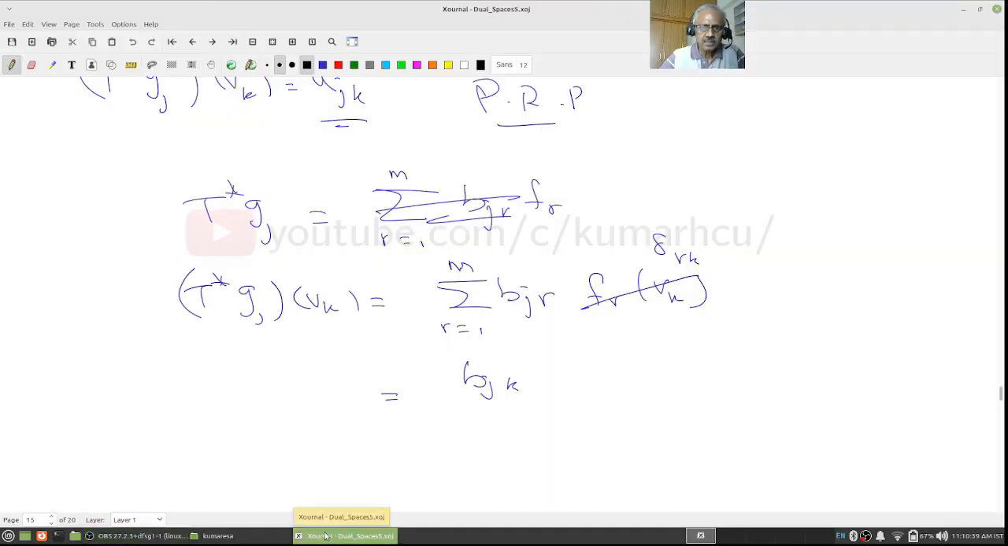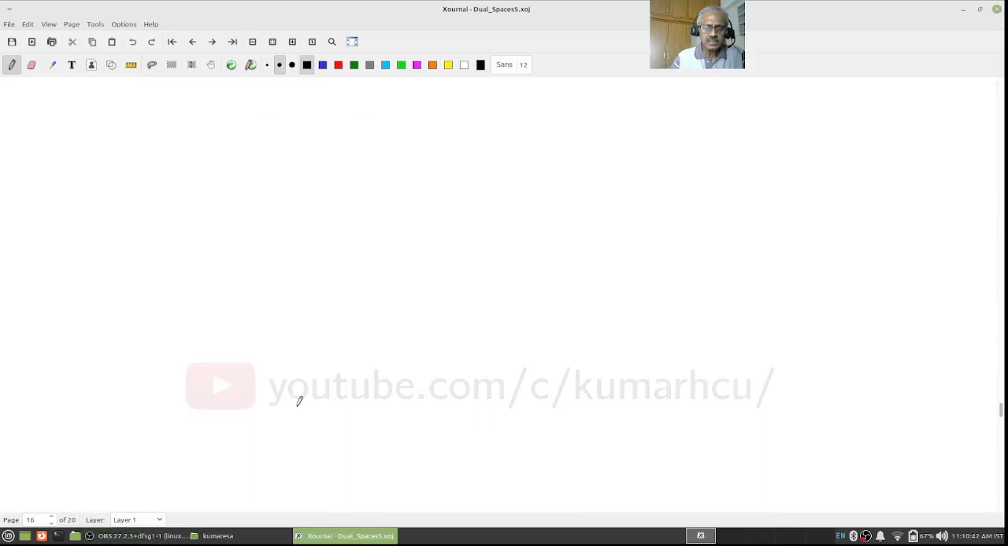So the problem we want to look at now: T is a linear map from V to W, and T star is the adjoint map from W star to V star. If we fix a basis for V and W, and take their dual bases, we can find the matrix of T and the matrix of T star with respect to the basis and the dual basis. And we want to know what the relation is. So let us do that.